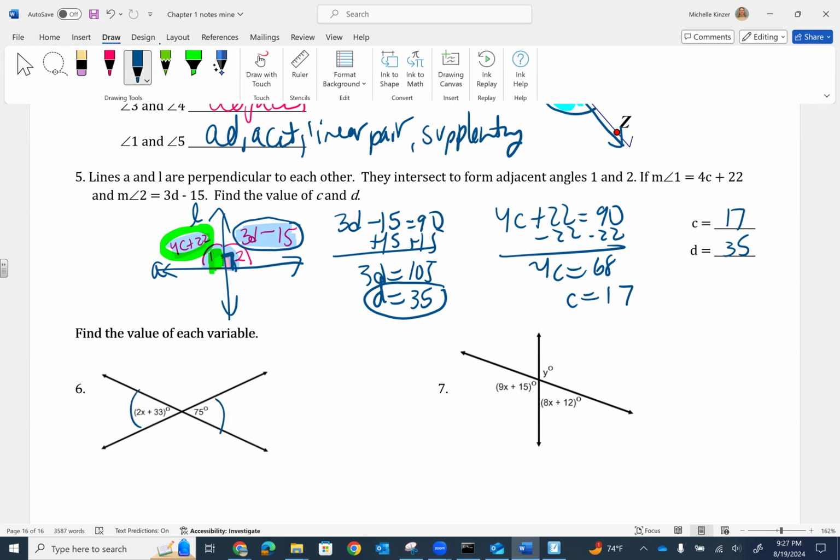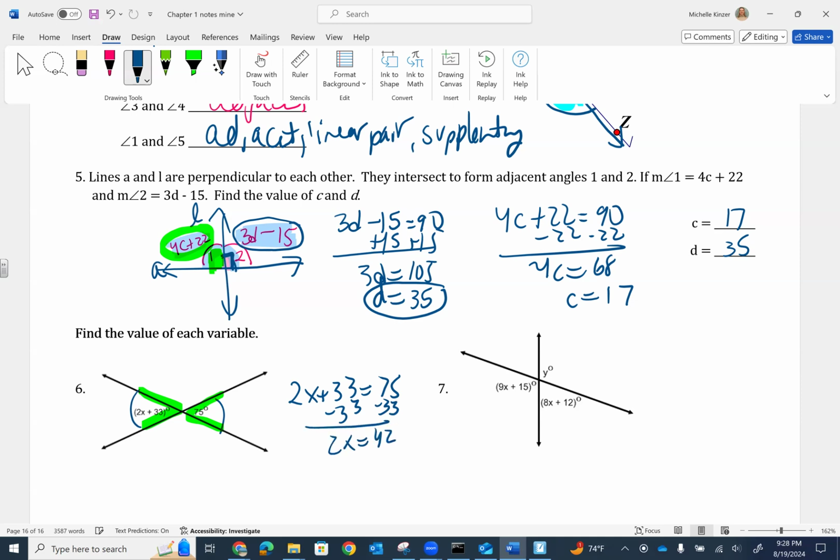Well, I see an X, and they make a V, don't they? They're opposite each other on an X, and so therefore they are vertical angles, and all vertical angles are congruent. So 2X plus 33 equals 75 degrees. You minus 33 from both sides. You get 2x is equal to 42, x is equal to 21.